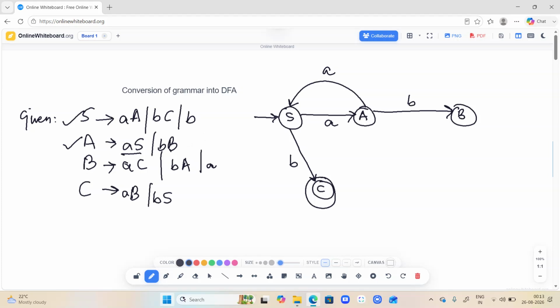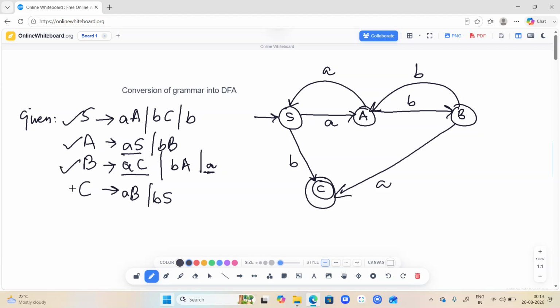Next, state B. The first rule is B goes to C on a. B goes to C on a. Then you have B goes to A on b. B goes to state A on b. B is terminating with input symbol a. So B, wherever it goes on a, that state is acting as a final state. Since we have already marked C as the final state, I'm not going to show it again.